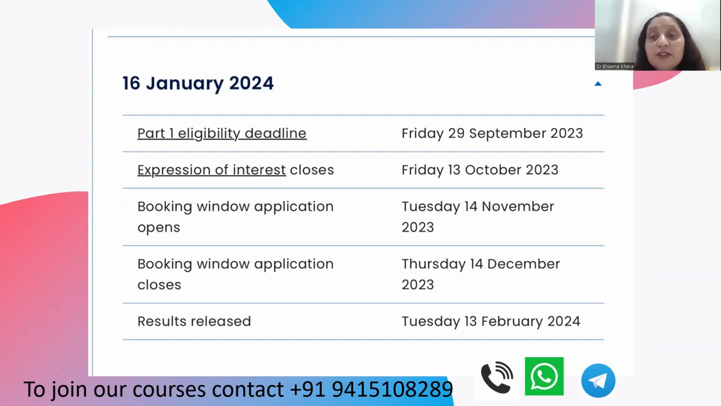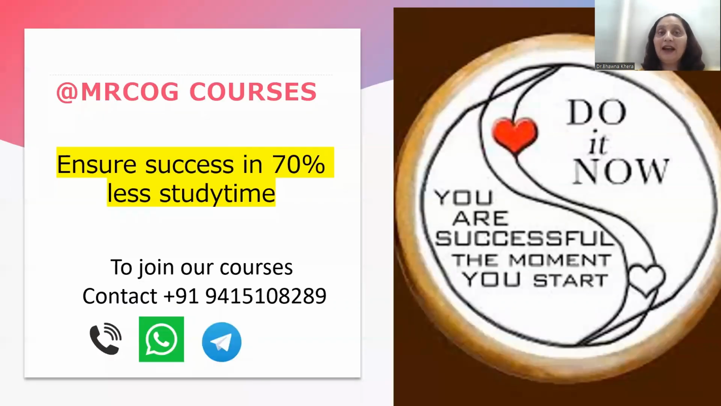Expression of interest closes on 13th October. So you have to submit the expression of interest by 13th October as well. And then the booking window is 14th November. By that time, you will receive your booking token and then you can fill your exam form. So this is the step-by-step procedure, how you can apply.